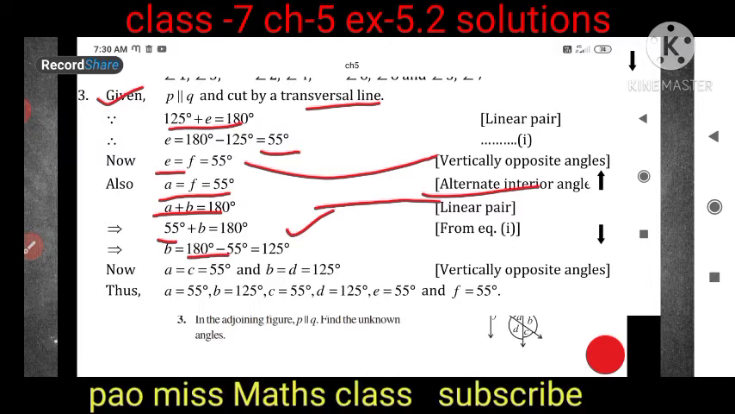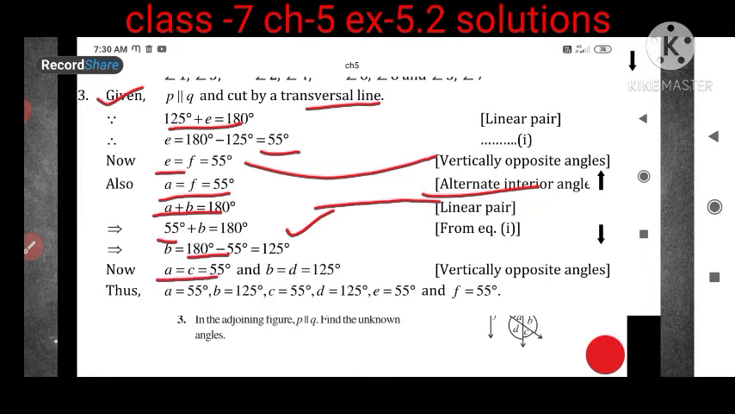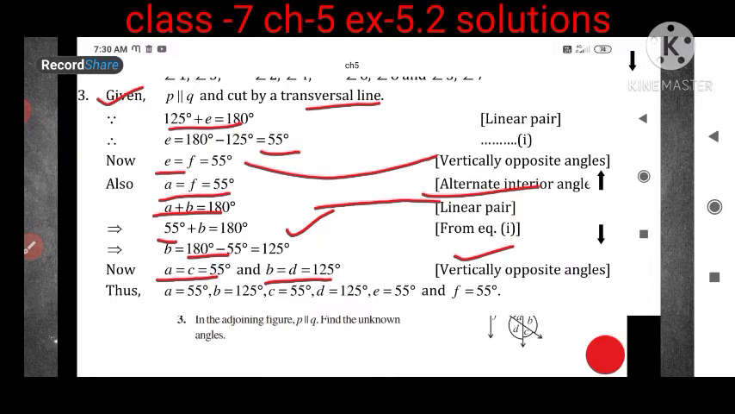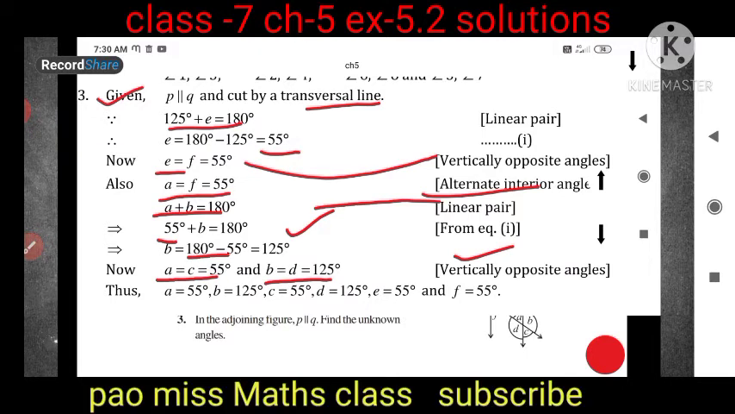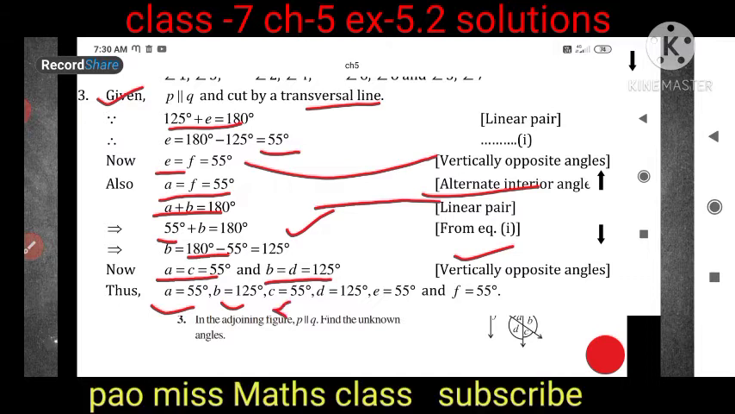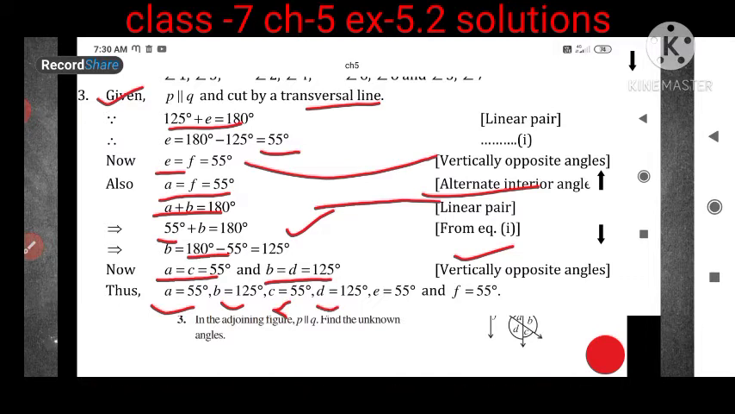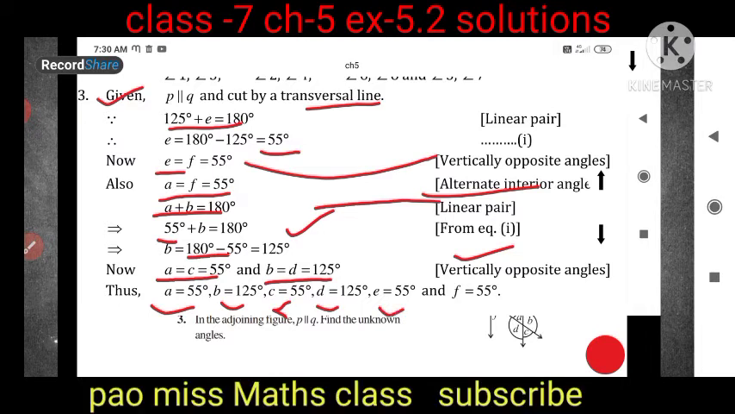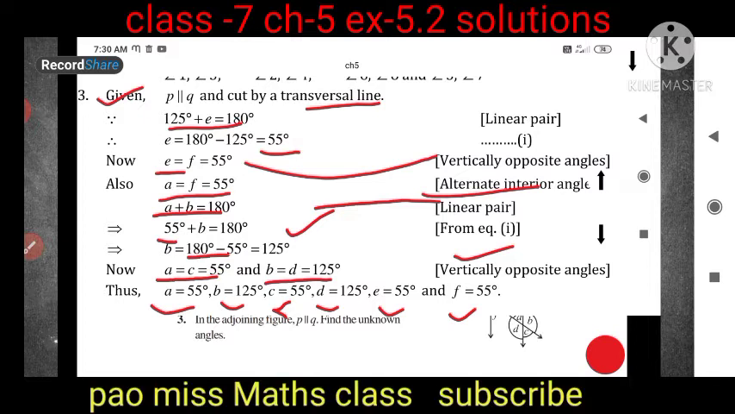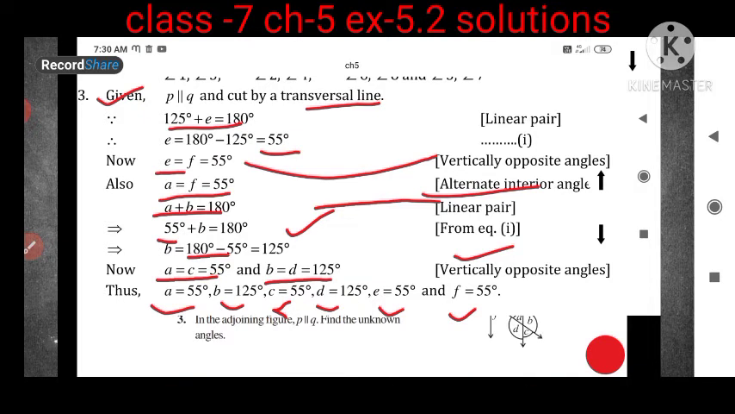Now A is equal to again C, isn't it? A is equal to C, that is 55 degrees. Now B is equal to D. Why? Vertically opposite angle. They all are forming vertically opposite angles, and vertically opposite angles are always equal, isn't it? So A value is 55, B value 125, and C value is again 55, and D value is 125, and E is 55, and F is 55 degrees. So these are the values of question number 3. Hope you have understood. Now come to next question, question number 4.